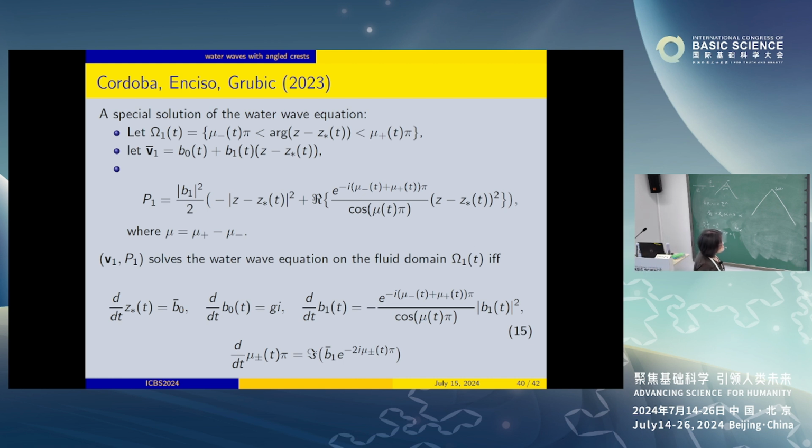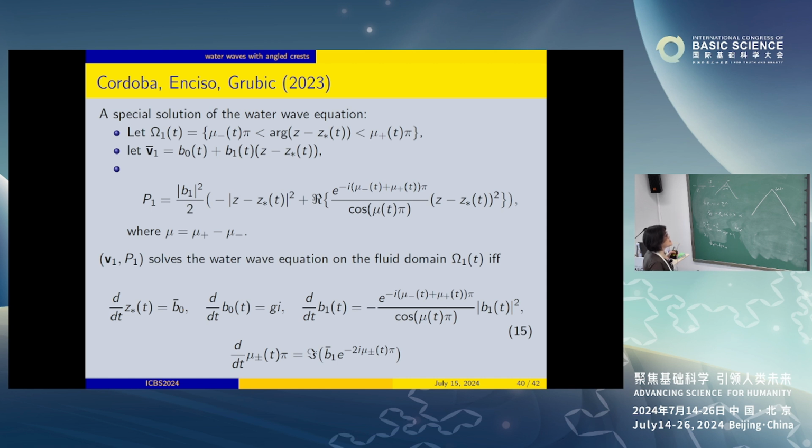Now, if you look at this, this equation is certainly also satisfied if the angle doesn't change. If the angle doesn't change, it means that B1 is zero. So you can see that if B1 is zero initially, it stays zero for all time, because of this equation. Okay, so now we can use this to explain why the angle has to be less than pi over 2.